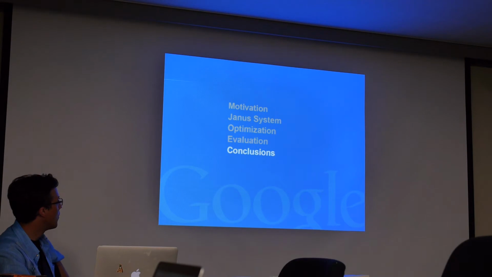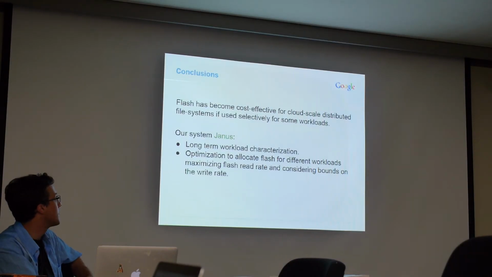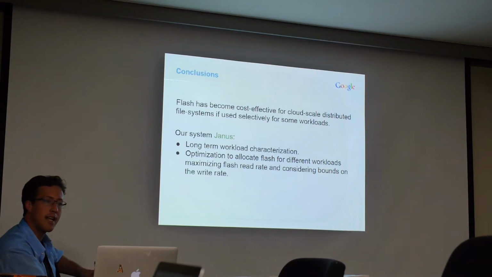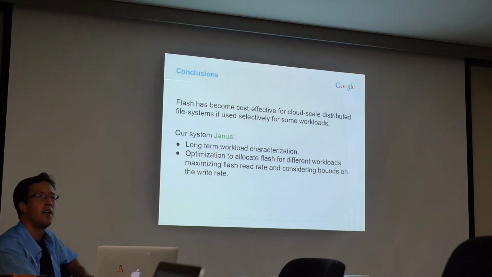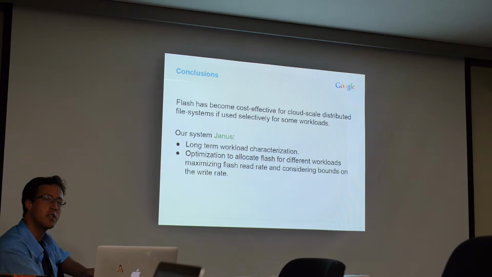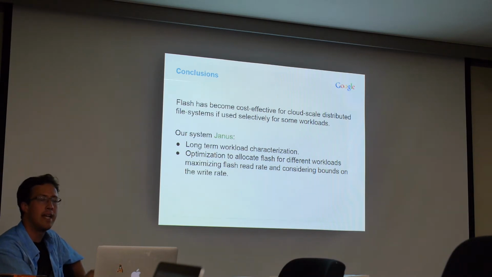So finally, what are the conclusions here? Flash has become cost-effective for cloud-scale distributed file systems if used selectively for some workloads. Our system, Janus, uses long-term workload characterization and then an optimization formulation to allocate flash for different workloads, maximizing the read rate and considering bounds in the write rate.